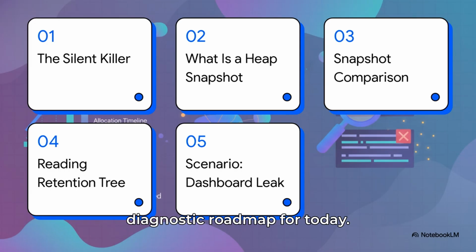So here's our diagnostic roadmap for today. We're going to hit 1. The silent performance killer. 2. What is a heap snapshot? 3. The snapshot comparison workflow. 4. Reading the retention tree. And finally, 5. A real-world scenario with a leaking dashboard. We're going to take these invisible problems and turn them into totally actionable fixes.